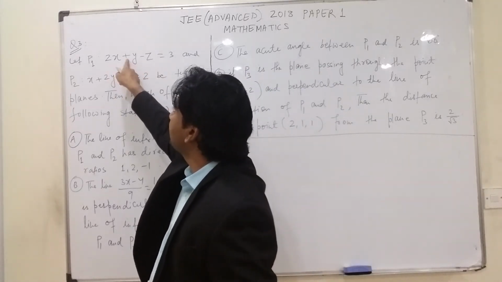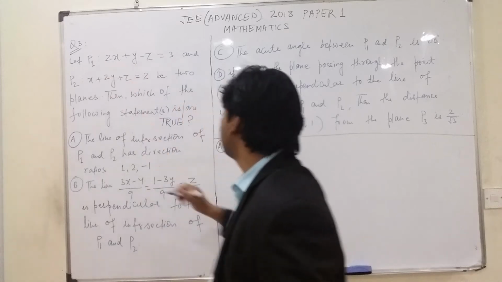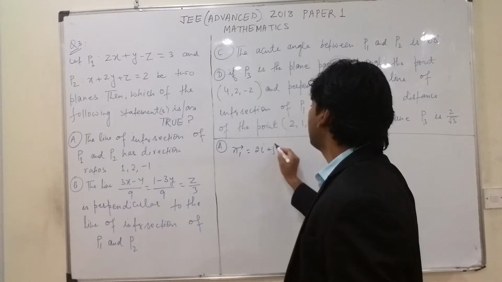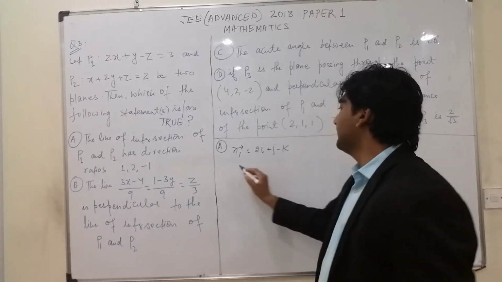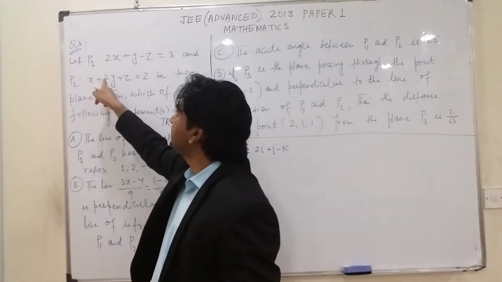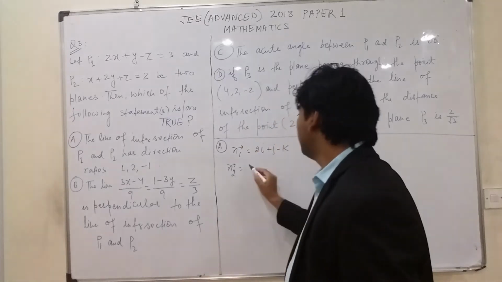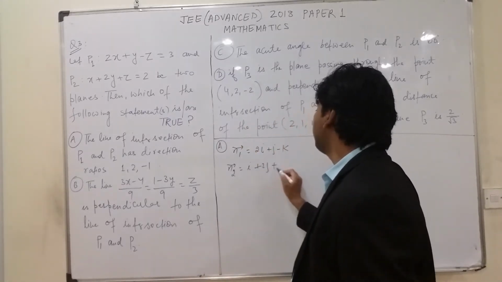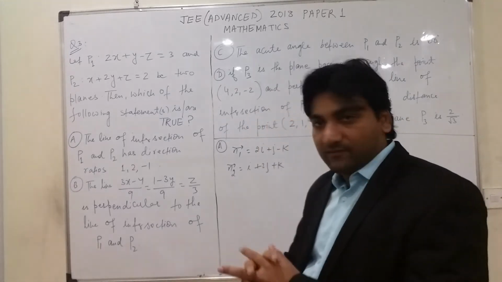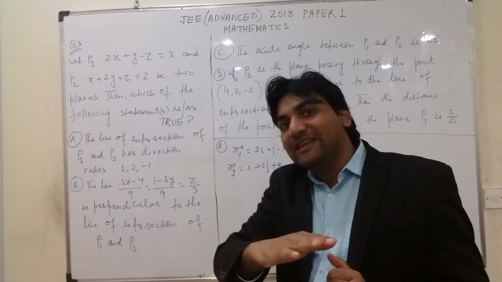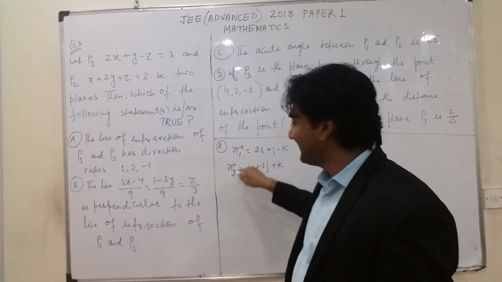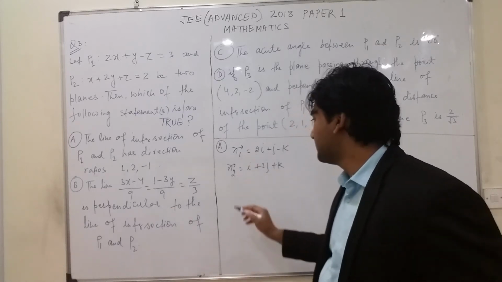The x coefficient is 2, the y coefficient is 1, and the z coefficient is minus 1. So the normal of the first plane is 2i plus j minus k, and the normal of the second plane is i plus 2j plus k. When two planes intersect, they create a line, and that line has a direction ratio given by the cross multiplication of these two normals.